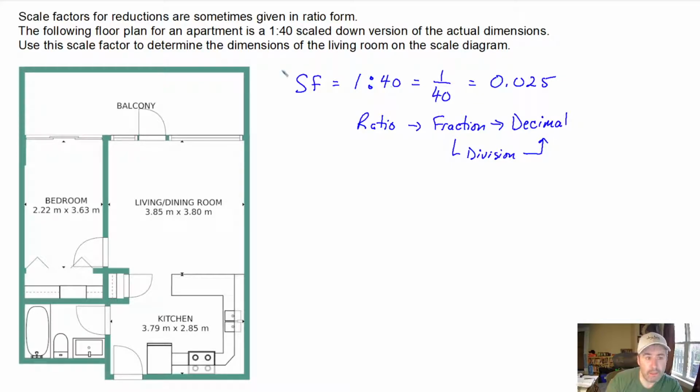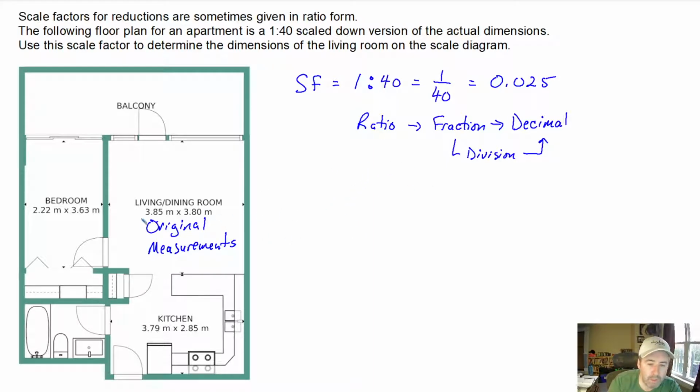And now I can take a look at the question. It says use the scale factor to determine the dimensions of the living room. So here's our living room, living dining room. I guess I should have said living room / dining room. And it's 3.85 meters by 3.8 meters. So that's the actual. I know it's on the scale diagram, but these are going to be our actual measurements, so these are the original measurements. And all that we're going to do is use our scale factor with our original measurements to get the measurements that would be on the floor plan, if it was a truly scaled down version.